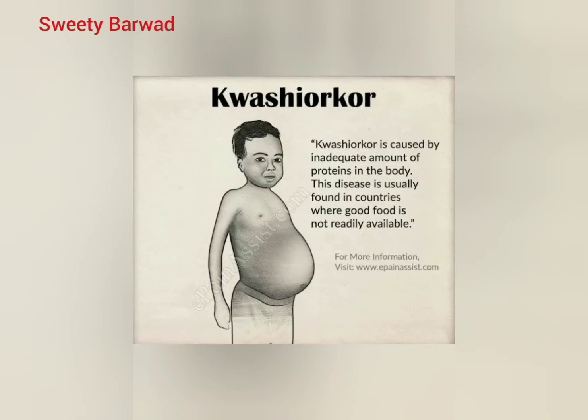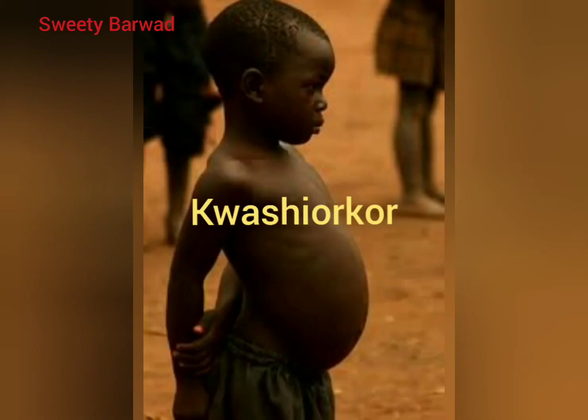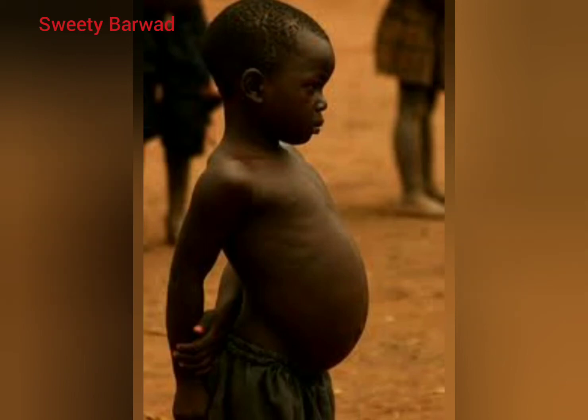The other disease is kwashiorkor. It is caused by the lack of nutrients, that is, proteins. The abdomen of the child gets swollen and bulges out. The legs become thin. So, to protect us from this disease, we should eat eggs, fish, meat, cereals and pulses.